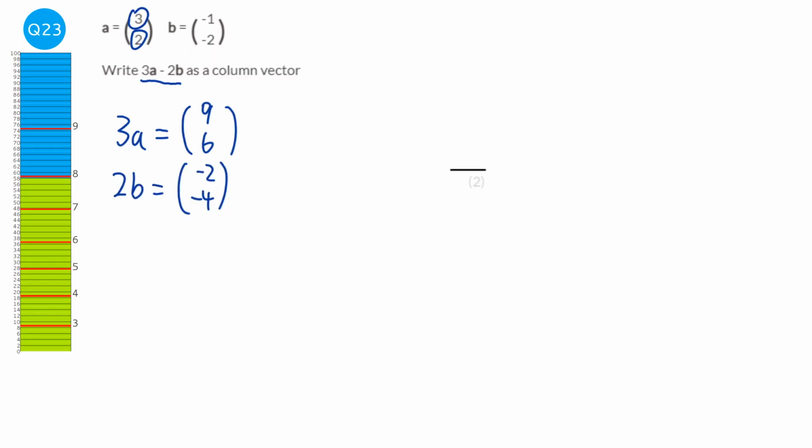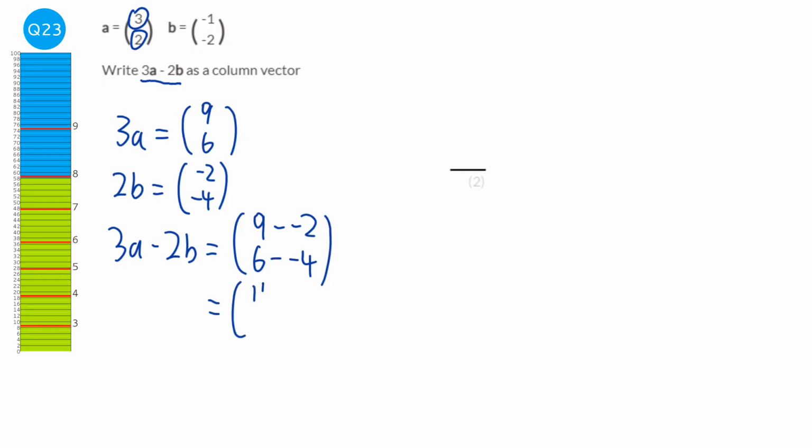And so 3a take away 2b is going to be 3a, which is 9 at the top, take away the 2b, which is minus 2. And then the bottom will be 6, take away, minus 4. And so that's going to be 9 plus 2, which is 11, and 6 plus 4, which is 10. So the vector is going to be 11 at the top, 10 at the bottom.